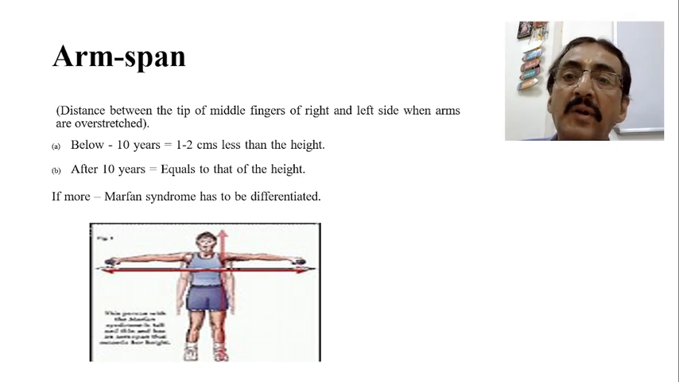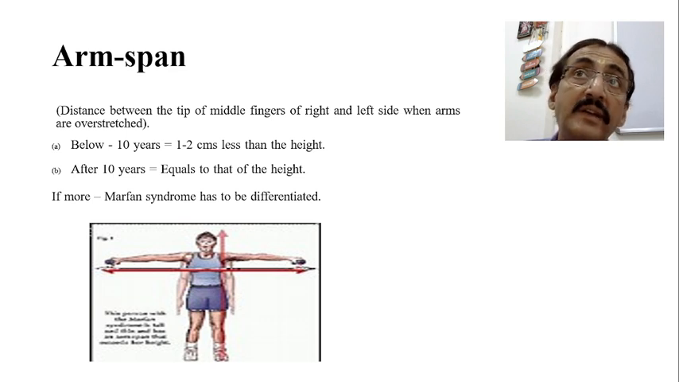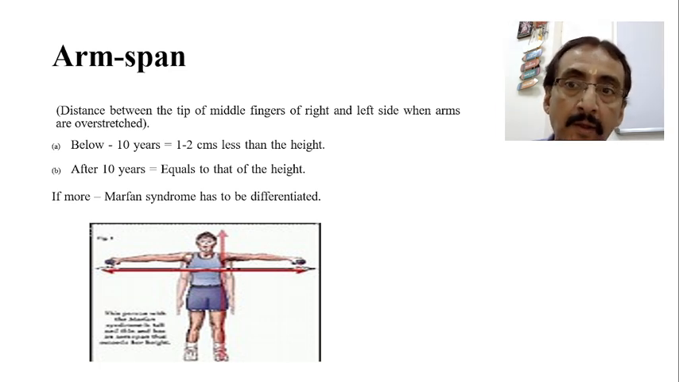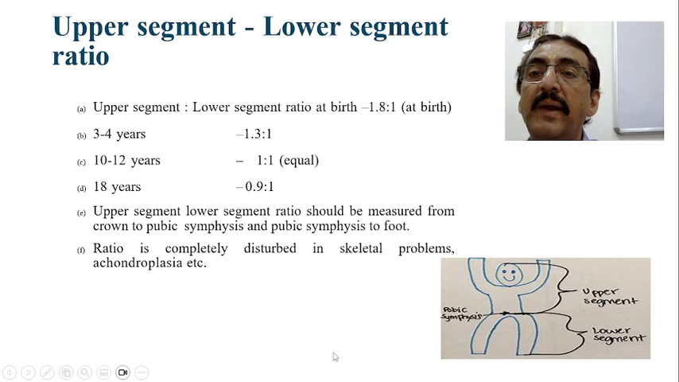Now, this is very important. If the arm span is less and height is more, or if the arm span is more and height is less, then they are pathological conditions. Even after 10 years, if the arm span is more than the height, it may be a case of Marfan syndrome. In conditions like achondroplasia, arm span and total height may also vary. So this is one of the important criteria of measurement of growth, that is arm span.